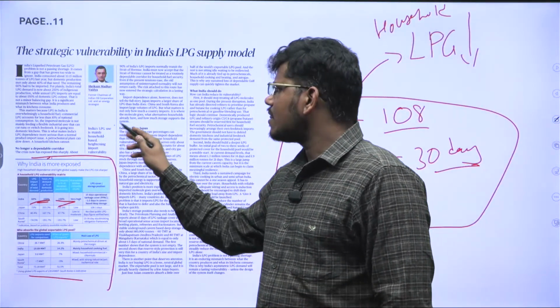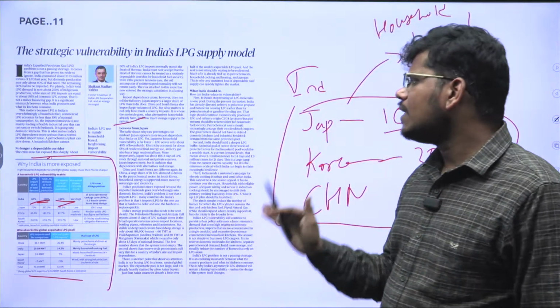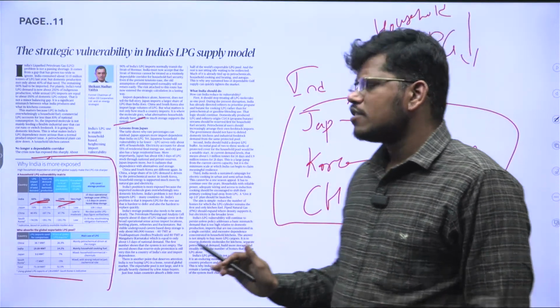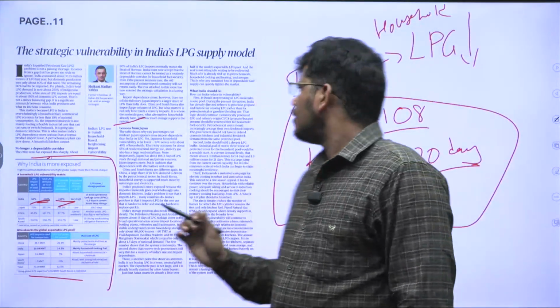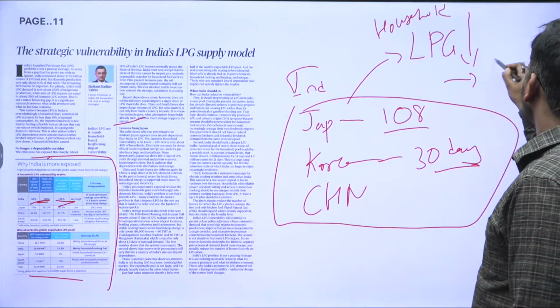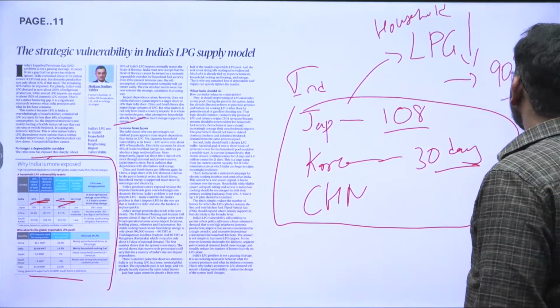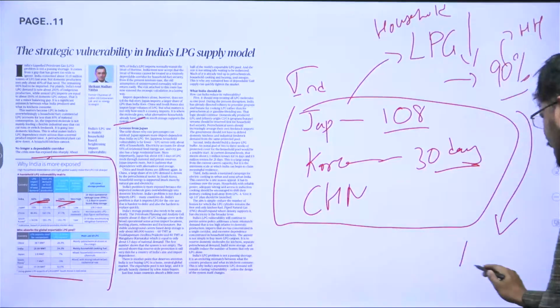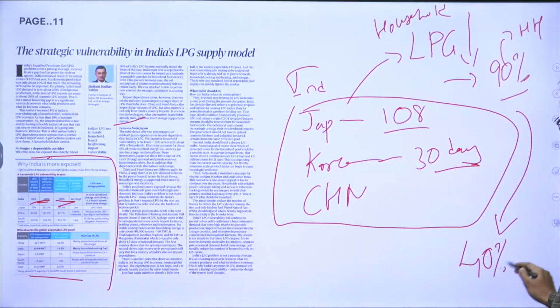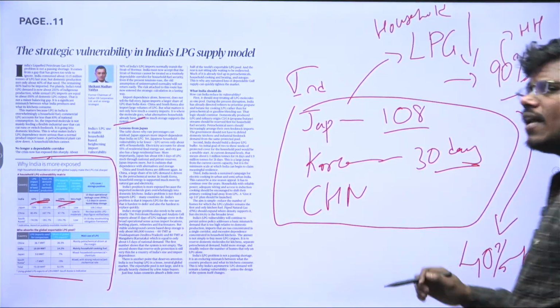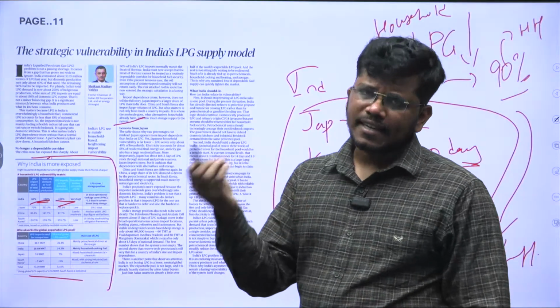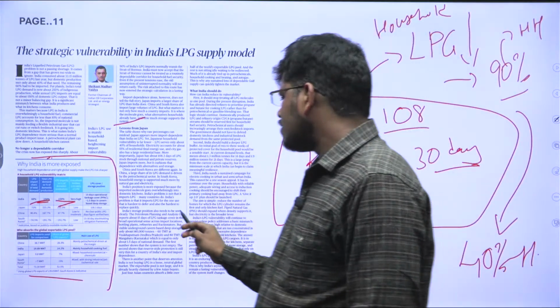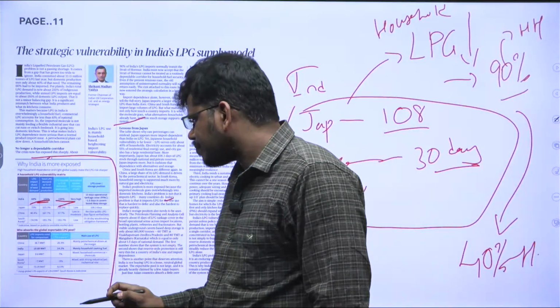So that's what the author is telling: we have to learn lessons from Japan. So what kind of lessons? Unlike India, where 90% of LPG is for household use, in Japan only 40 to 45% is for households. And these households use other types of fuels. So that is what he is telling, simply.